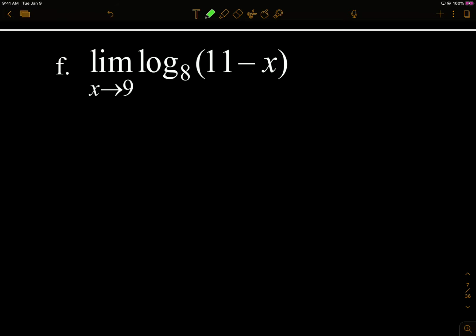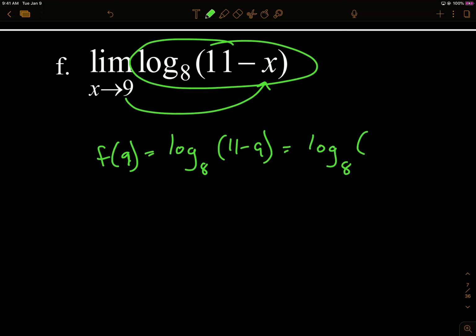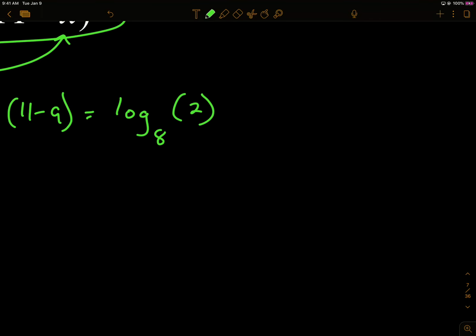So we know that the function's continuous pretty much everywhere that it's defined. So if I plug in 9, I definitely don't get a negative number in there, so we're good to go. So I can do f of 9 because the function will be continuous. So I go log base 8 of 11 minus 9 is log base 8 of 2. And remember what a log means if there's all numbers plugged in. It's an exponent.